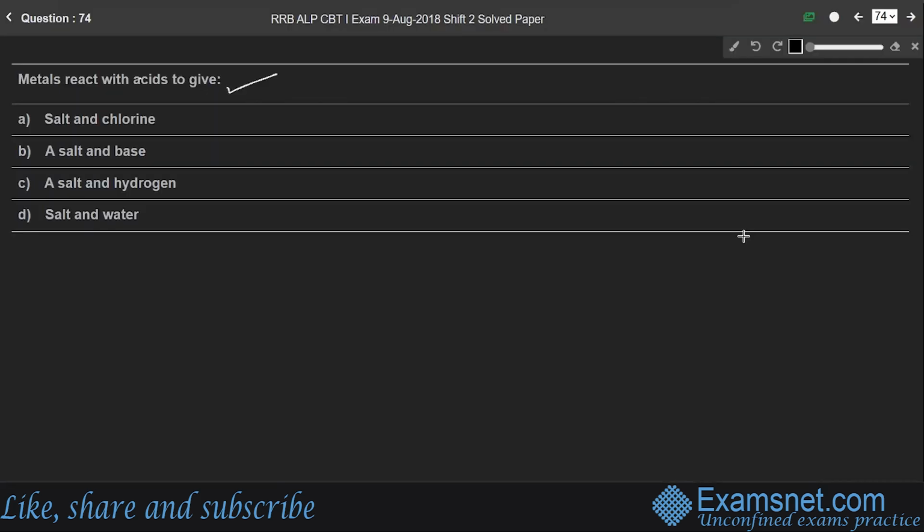Question 74. Metals react with acids to give. So we'll consider a metal, for example, sodium. Sodium is a metal, so it reacts with acid. We'll consider any acid; it may be hydrochloric acid, sulfuric acid. So we'll consider HCl, hydrochloric acid.